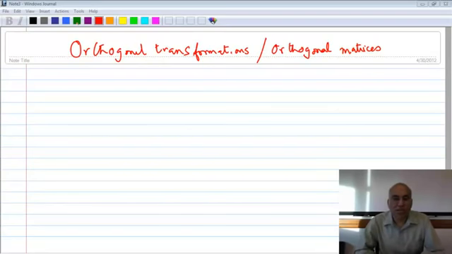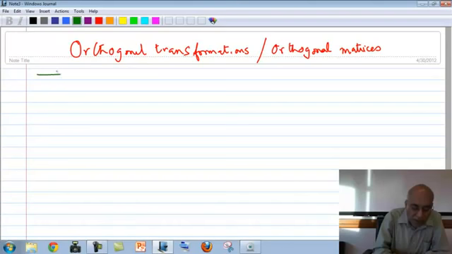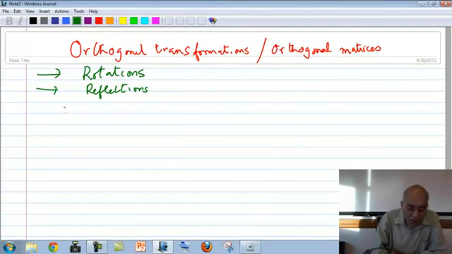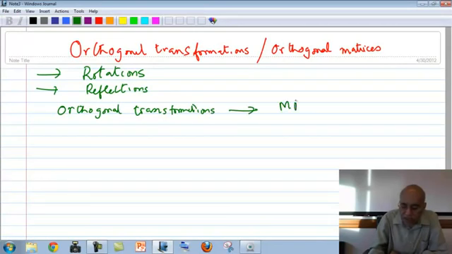But rotations are special classes of orthogonal transformations. It turns out there are two kinds of orthogonal transformations. One are rotations and the other are reflections. But let's get to this in a second. What I'm going to do is we are going to study orthogonal transformations through their matrices.